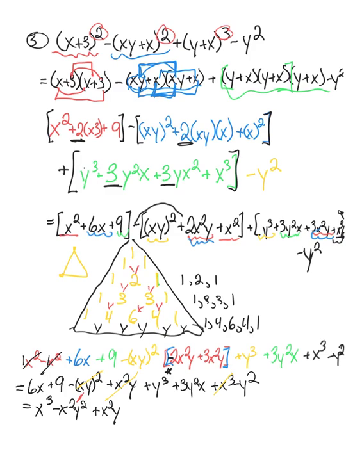And now we have plus 6x. Now I will go with plus 9. Minus y squared plus 3y squared x plus y cubed. And that will be your final answer.